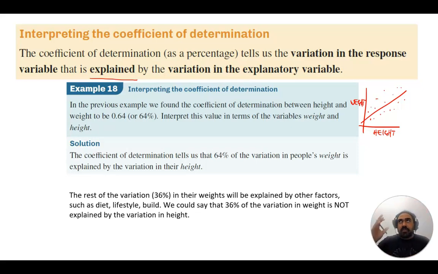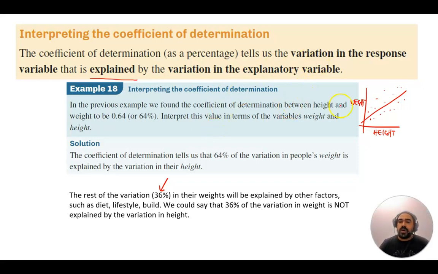Now, the way my brain tends to think about this when I first looked into this is, let's take the opposite of this. Let's take the 36%. The rest of the variation, so 36%, in weight will be explained by other particular factors, maybe such as diet, lifestyle, or the build, many other different factors. So we can say that 36% of the variation in weight is not explained by the variation in height.